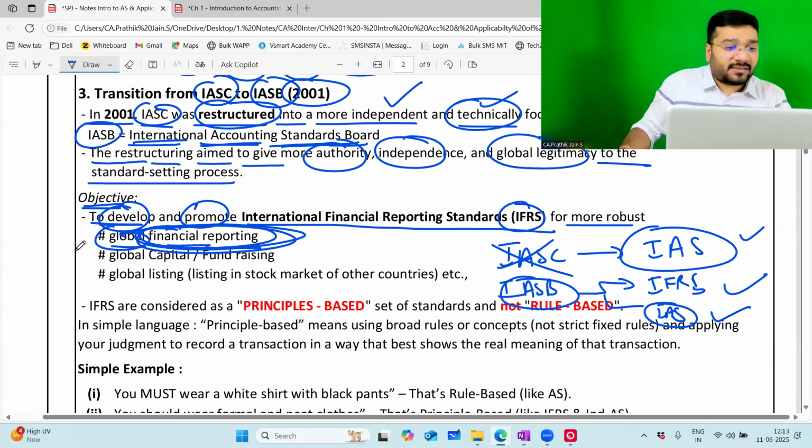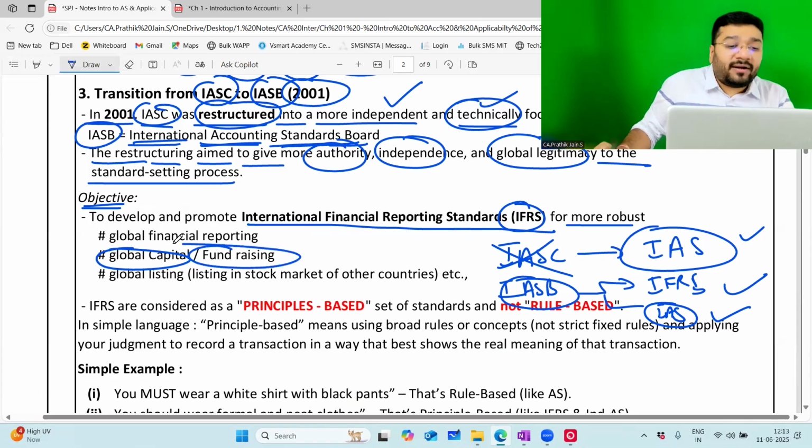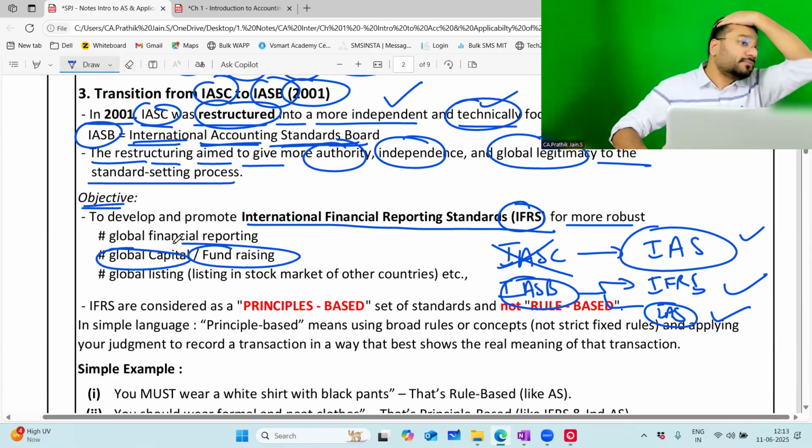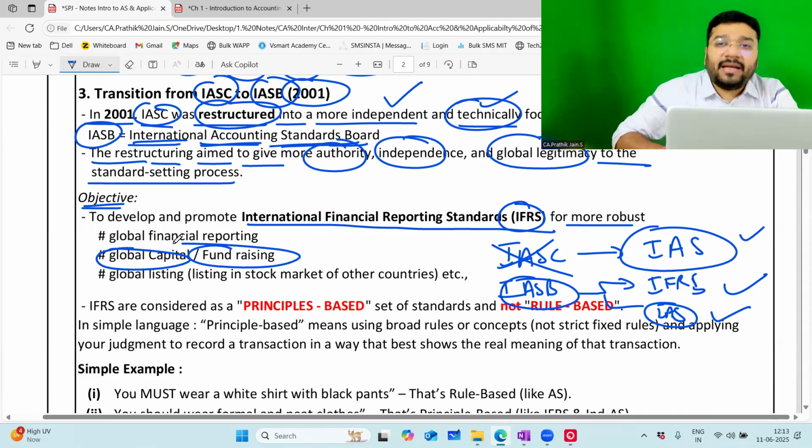That is, under IAS. Second, what did we aim at? What was the second aim of IASB? Global capital, global fundraising. What does it mean? I'm a startup in India. Any startup would require initial capital. As a founder of this startup, I may put in some initial capital, but I don't belong to the Ambani or Adani family. So we don't have crores of rupees initially to invest.